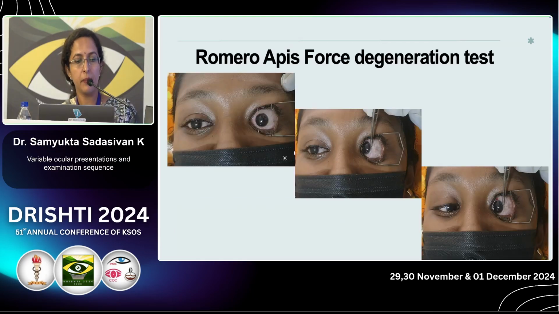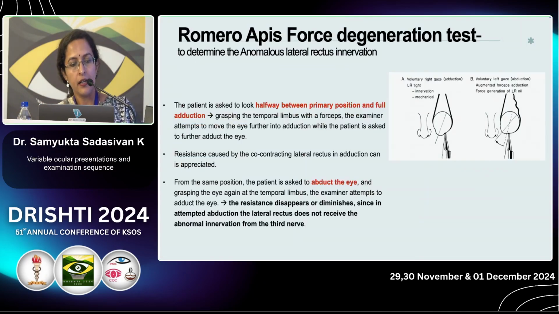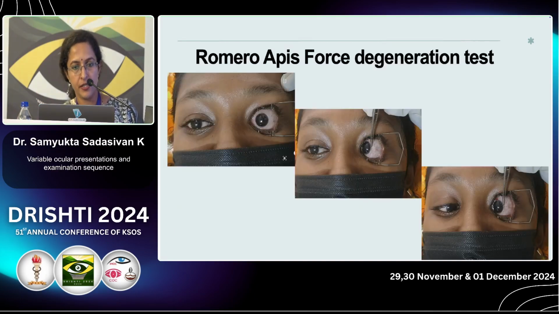So in the first image, you see that the patient is made to fixate between primary position and full adduction. Second step, the examiner is pushing the eye into adduction. And from that adducted position, now the patient is instructed to further abduct the eye. So what is happening here? Initially, there is a resistance in adduction felt because of the co-contracting lateral rectus muscle. In step 3, as the patient attempts the abduction, the previously present resistance now disappears because the LR innervation is nil now. So that is Romero-Apis force degeneration test.